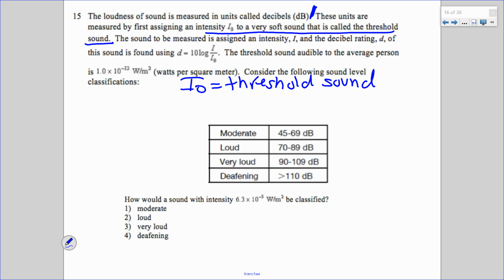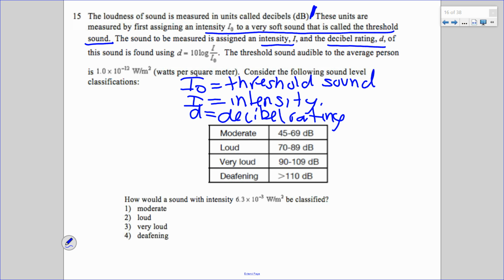The sound to be measured is assigned as intensity I. So, I is the intensity. And the decibel reading D, so D is your decibel reading. And then it gives you a formula. D equals 10 log I over I0. The threshold sound, audible to the average person is, so this is your I0.